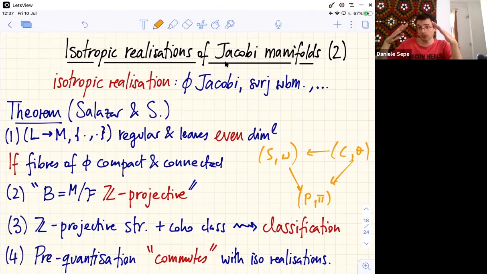And it turns out that the integral affine one is, in this situation, strong integral affine, and it corresponds to the projective one under pre-quantization. So if I pre-quantize the total space, I'm pre-quantizing the geometric structure on the leaves. In this sense, I have commutativity, which I kind of like.